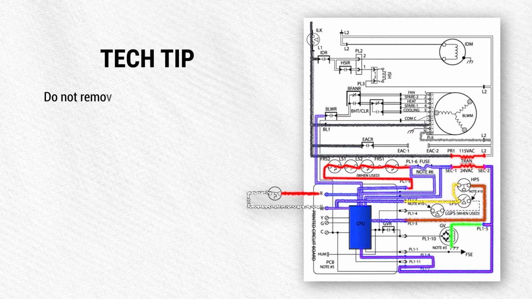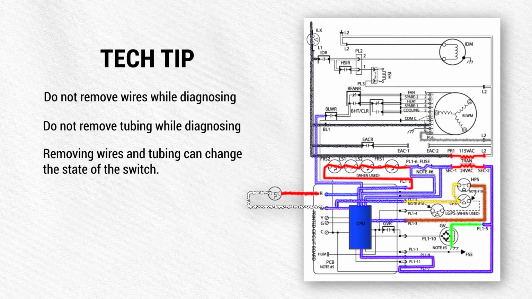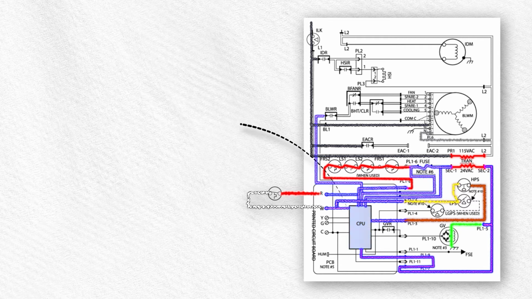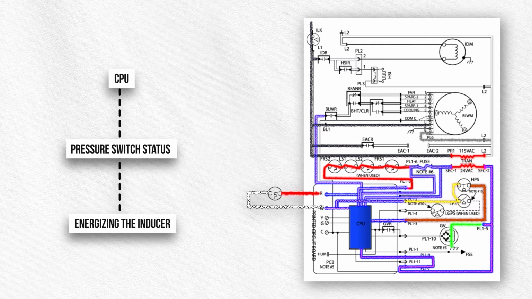It's recommended to avoid disturbing pressure switches in the system, as they are sensitive. Removing wires or tubing can alter the switch's state, leading to misdiagnosis or callbacks. The CPU, or microprocessor, controls the system timing. Upon receiving a call for heat, the CPU checks the pressure switch status before energizing the inducer.